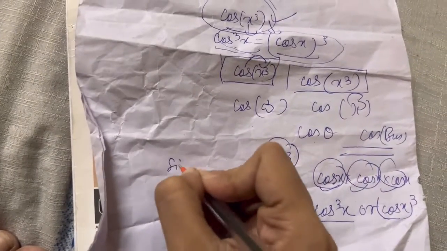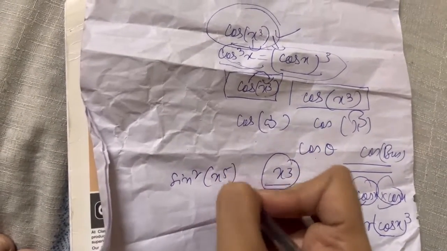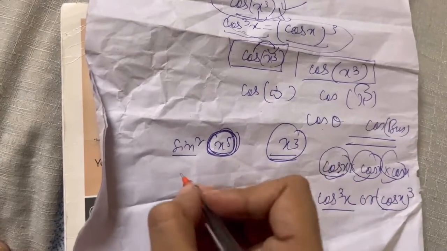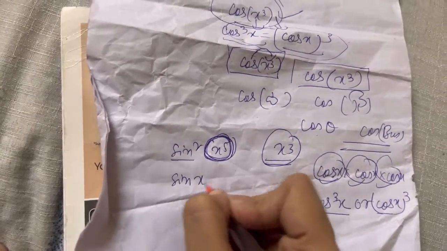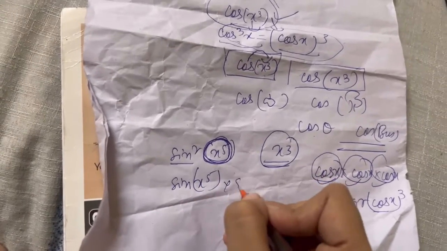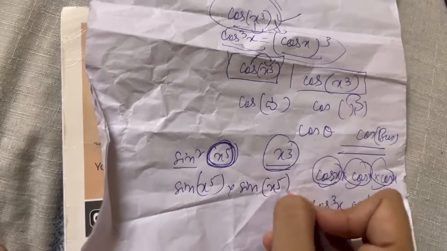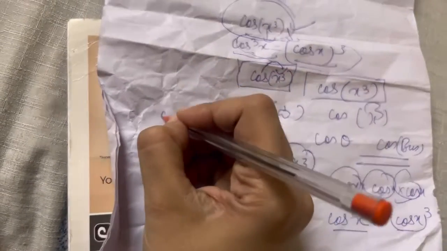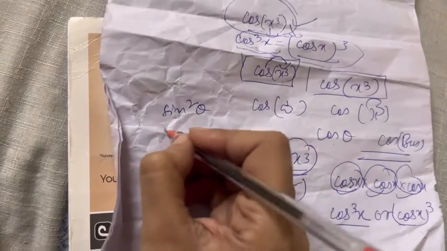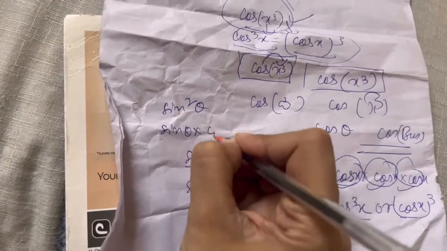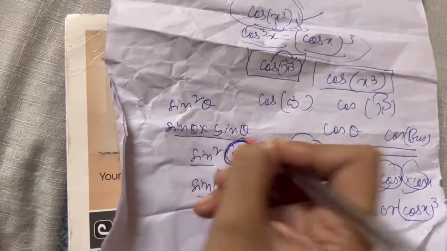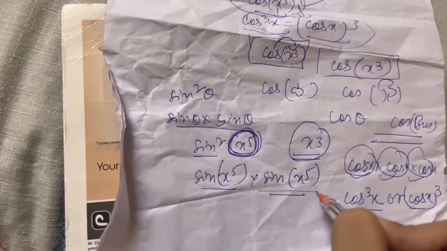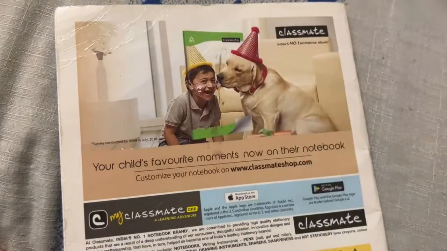Similarly, sine square x 5. Again, this x 5 is that something. Sine square is a function of that x 5. This means sine x 5 into sine x 5. Sine square x 5 means that. Just as sine square theta means what? Sine theta into sine theta is sine square theta. Similarly, sine square x 5 works as theta: sine x 5 into sine x 5. Now let's get started.